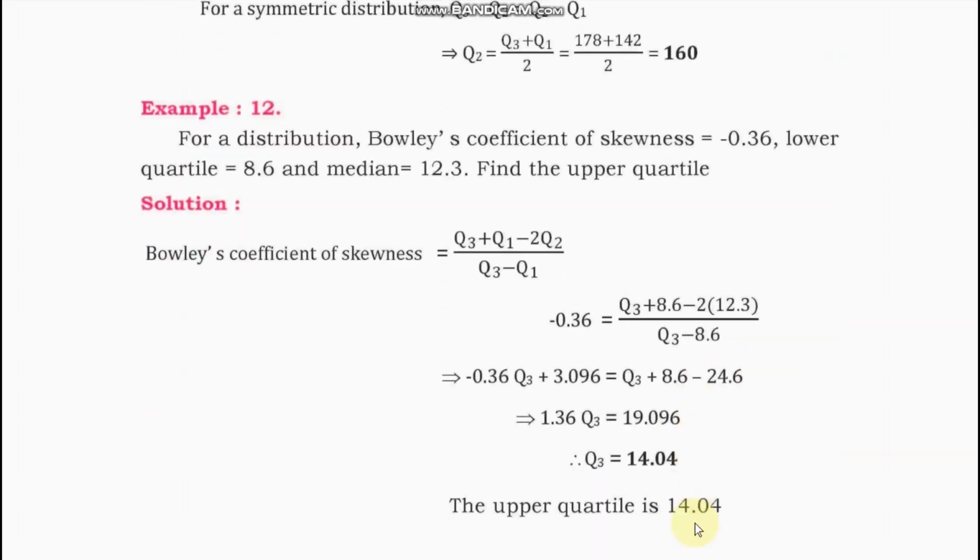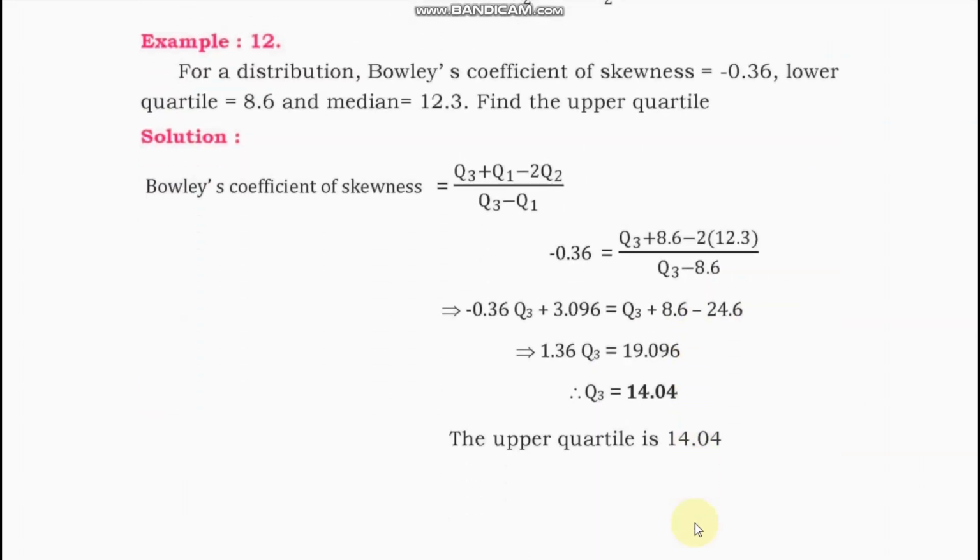Next. For a distribution, the Bowley's coefficient of skewness is minus 0.36. The lower quartile is 8.6 and the median is 12.3. Find the upper quartile, that is, we have to find the Q3 here. So this is your Bowley's coefficient of skewness, that is minus 0.36 is equal to (Q3 plus 8.6 minus 2 into 12.3) divided by (Q3 minus 8.6).